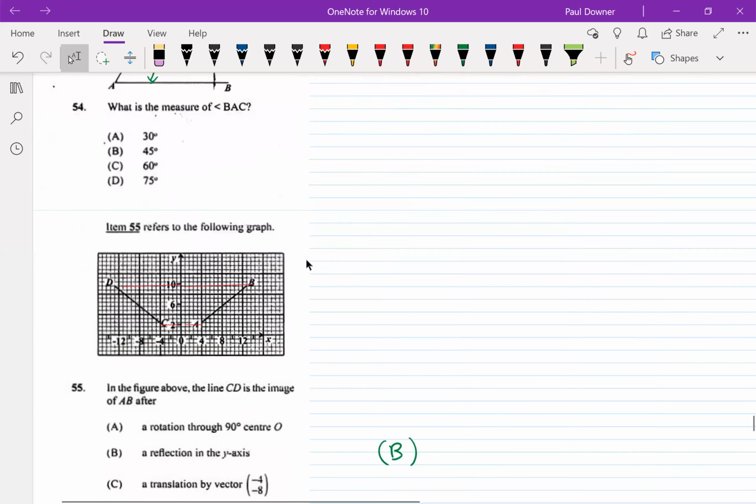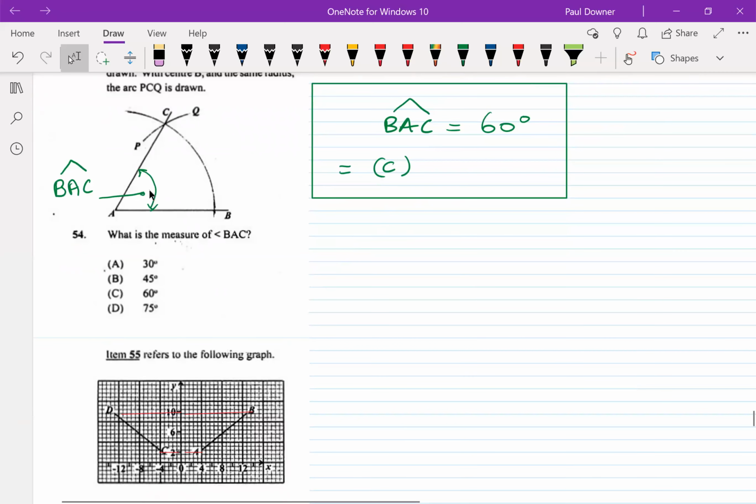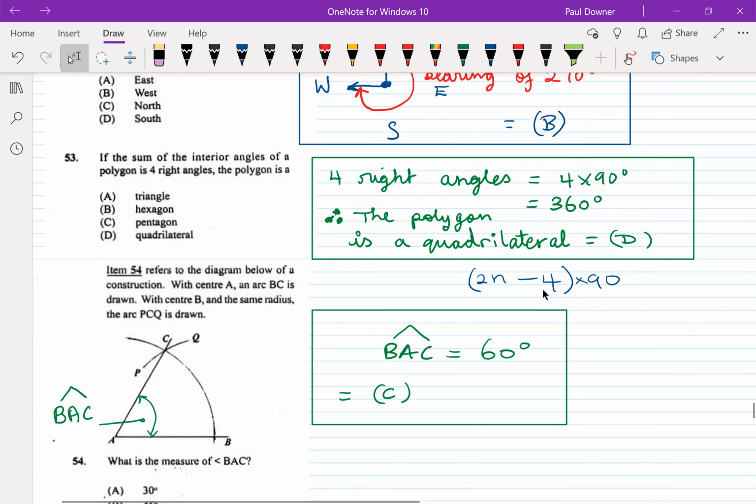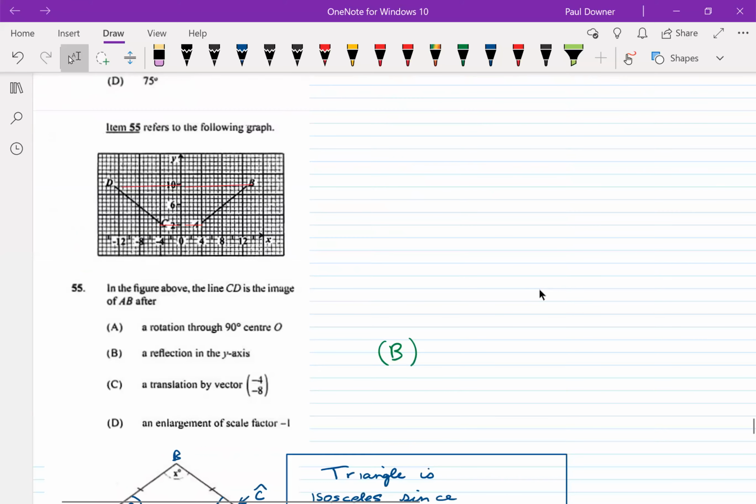Okay, number 54. What is the measure of BAC? What is this angle here? Oh, this is the one where we had said 60 degrees. 60 degrees, right? Okay, good. So that's that one. Let's come down to 55.